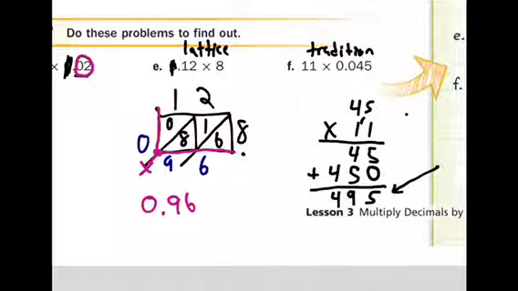Now watch where the decimal point goes. I have 3 decimal digits in my problem. Remember, 11's a whole number, no decimal digits. So I need 3 decimal digits, 1, 2, 3, in my answer. So I should have 495 thousandths.